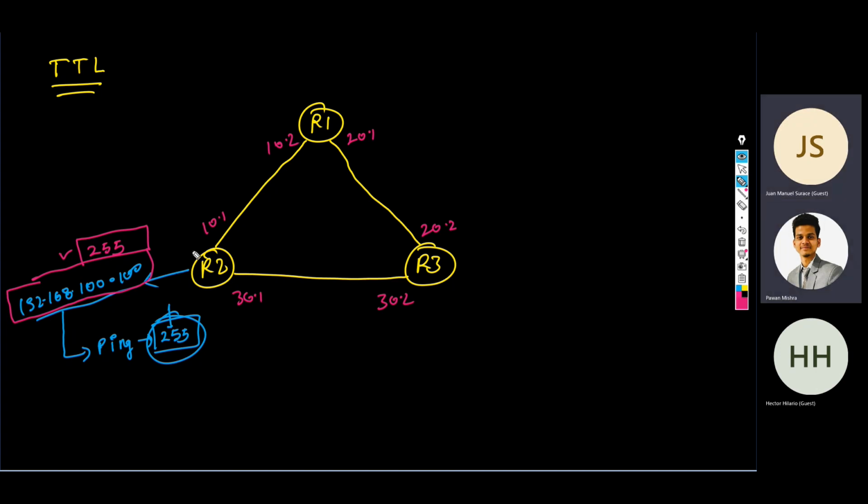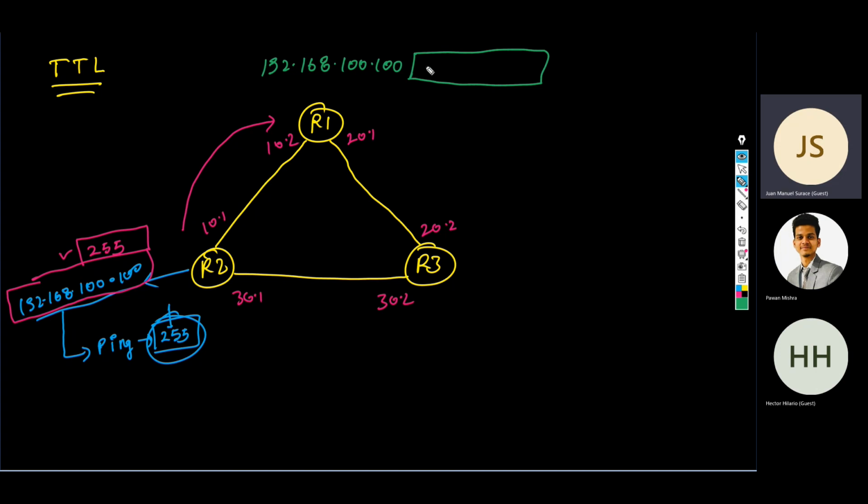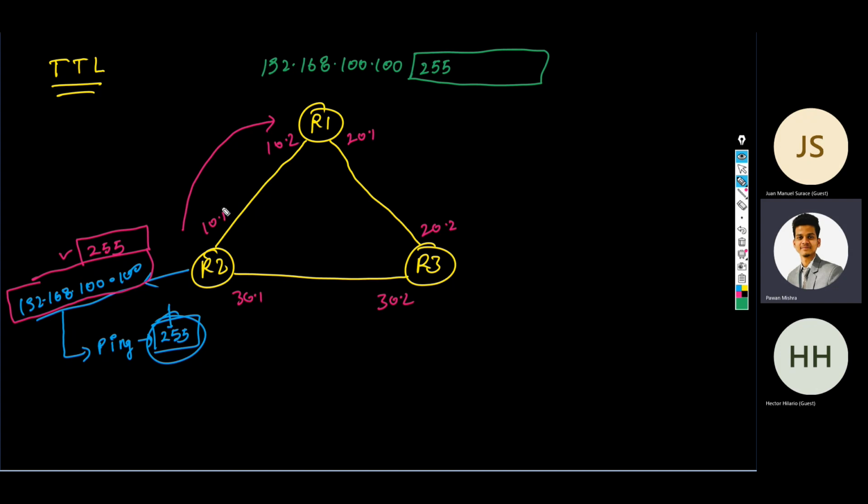Okay. Now R2 router will check: do we have any 100.100 IP? No, we don't have. R2 router will send this packet to R1, correct. Now R1 will receive this packet like this, 192.168.100.100 with the TTL. What? Tell me. 255, right?